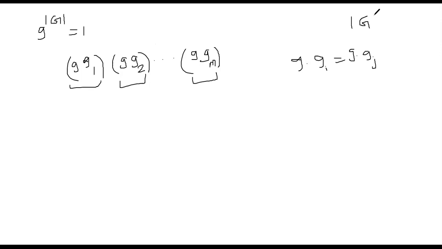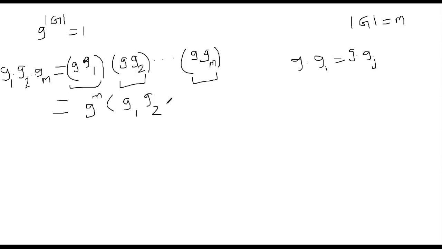That means what we are doing essentially is just multiplying the elements of the group, which is the same as the product of all the elements of the group, g1, g2, up to gm. If the group is abelian, we can reorganize the brackets as follows. It's nothing but g to the power m, times g1, g2, up to gm.